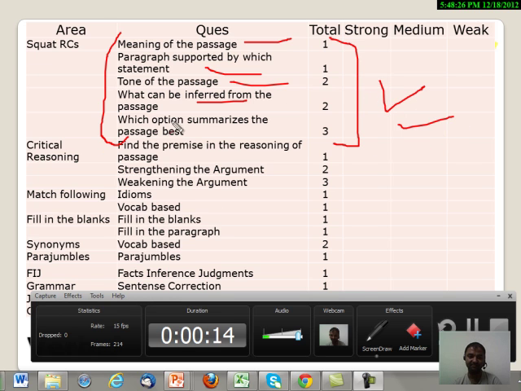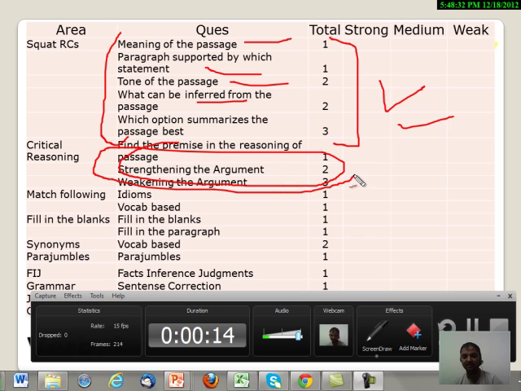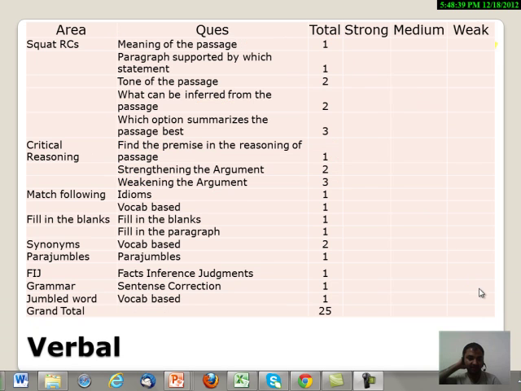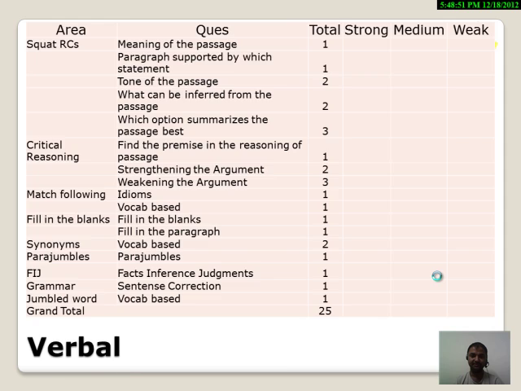Same for the critical reasoning part. Strengthening the argument, weakening the argument. All these things are very, very important. Fine. So let me put my pen away. All right. So pause this video now and go through this. Mark your strong areas and weak areas, so that we can find out the areas of improvement and how to improve these areas. All right. Once you have done this, let's see how to improve that.